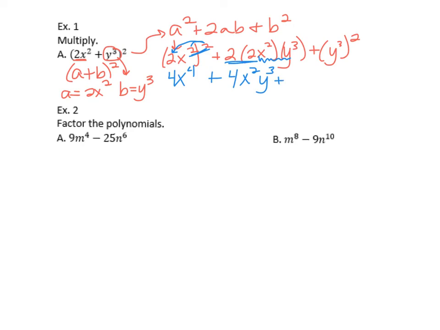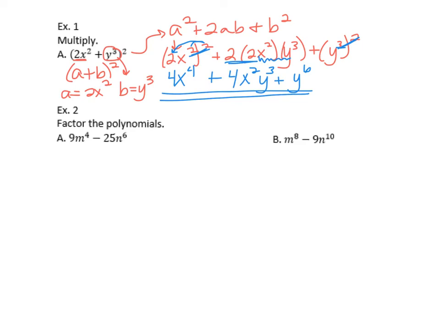Plus, and this last one, y cubed squared. When you have an exponent on the inside and a power on the outside, we multiply them like we did before. 3 times 2 would be y to the 6th. So if you FOILed, you should get that same amount. And that's using the square of a sum identity.